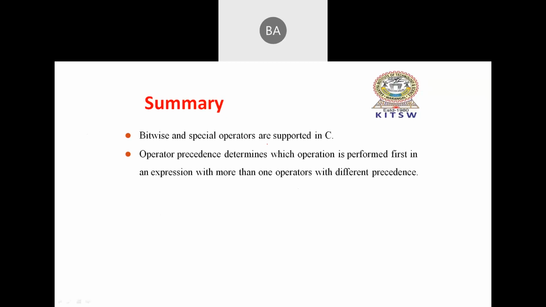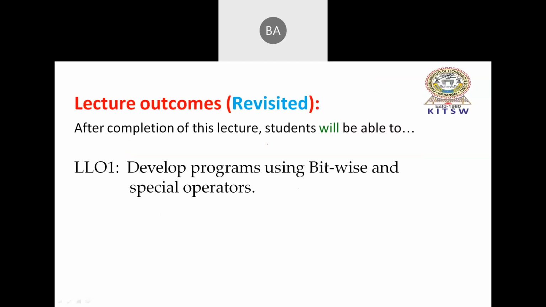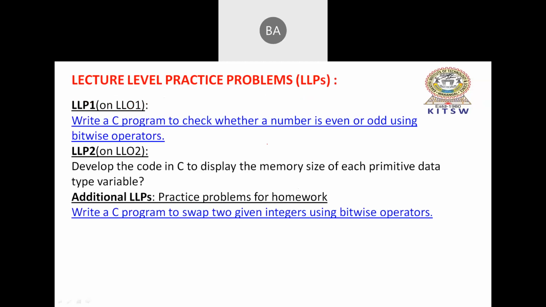So the summary of today's session is that in this particular session, we had a discussion on bitwise operators, which operate on binary data, and some special operators we have seen. Also operator precedence, and how the expressions are evaluated using operator precedence and associativity. That is what we discussed in this session. The lecture outcome is revisited here. After completion of this lecture, students will be able to develop programs using bitwise and special operators.